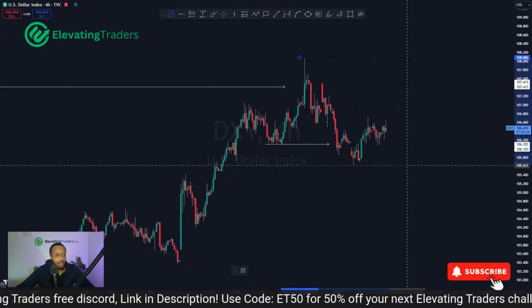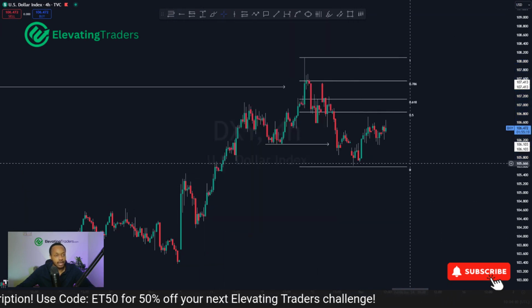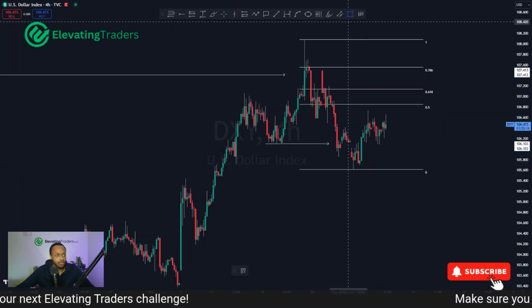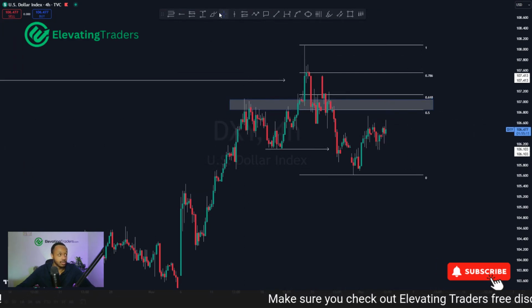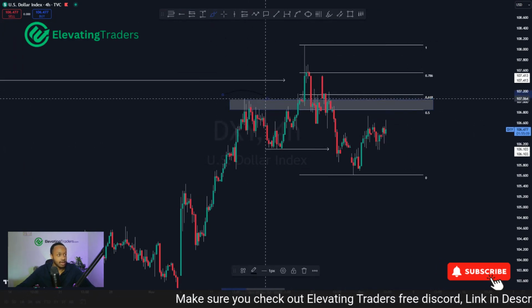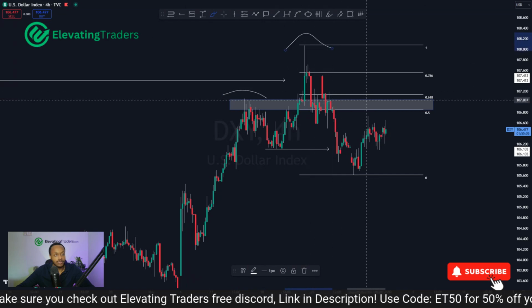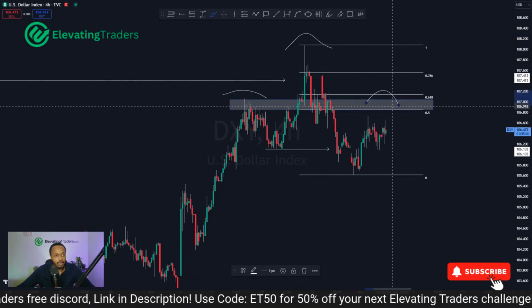I drew the Fibonacci from the low to the high to the low actually yesterday, and I was talking about the 0.5 area, which also lines up with the resistance level here on the left, basically giving us that head and shoulder pattern. So you've got the left shoulder over here, the head over there, and of course the right shoulder in that area.